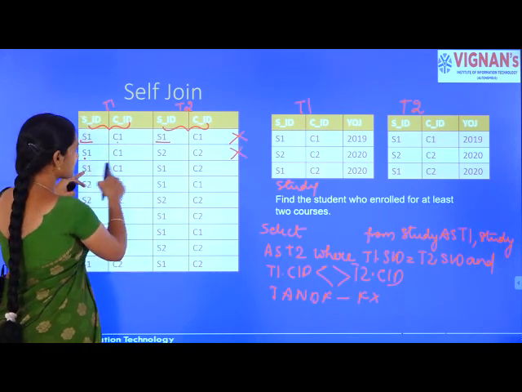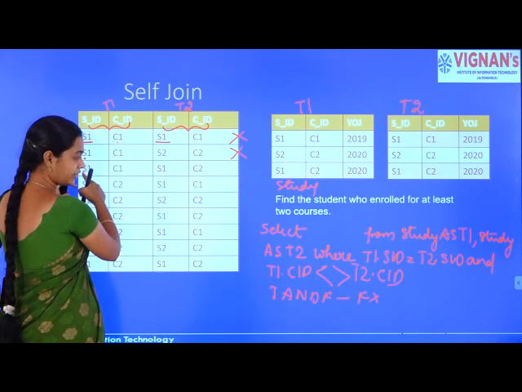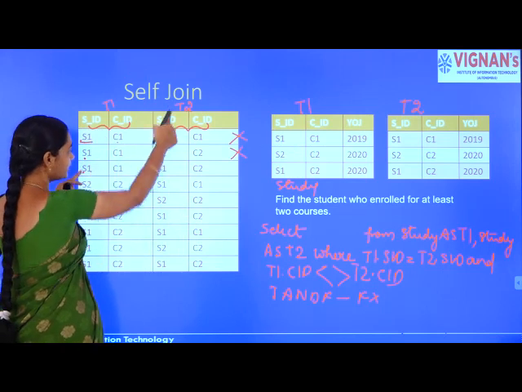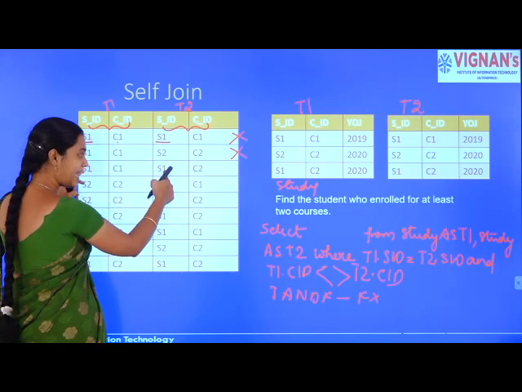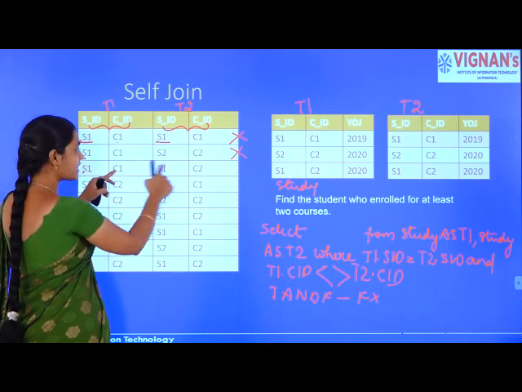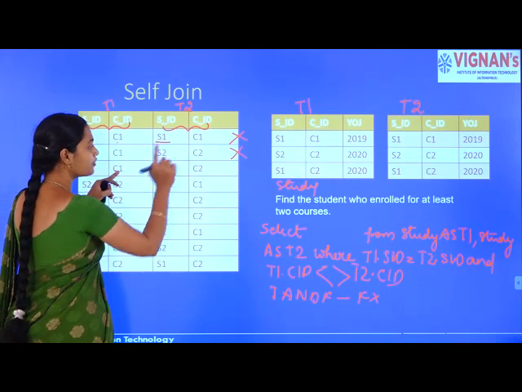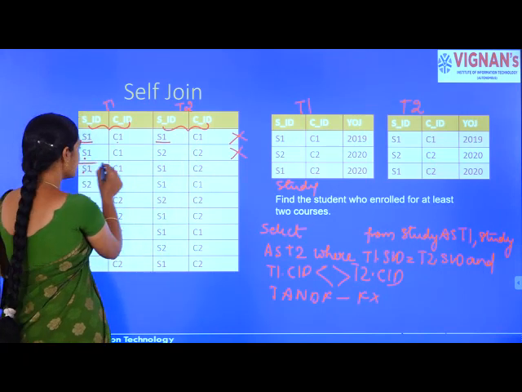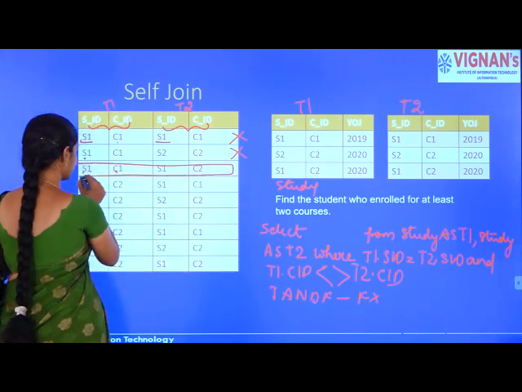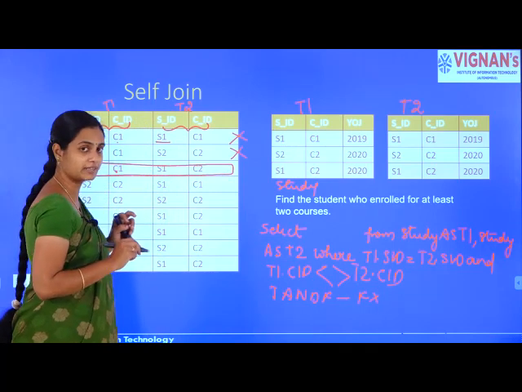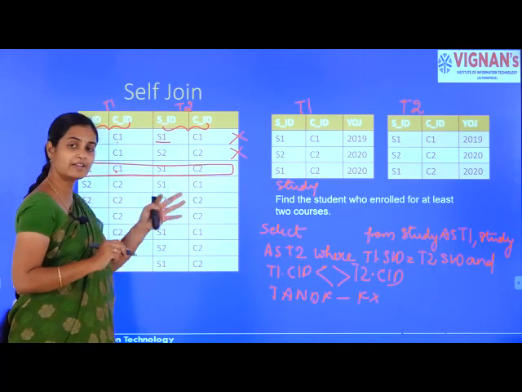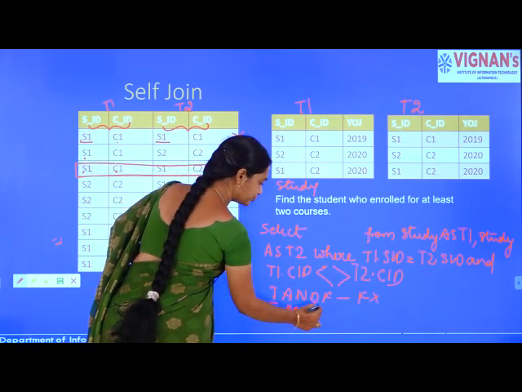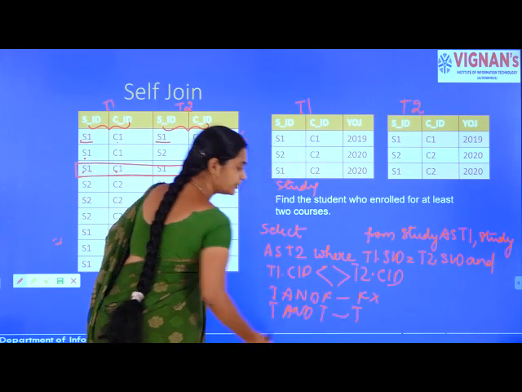So S1 and S1 are equal. The first condition, T1.SID equals T2.SID, and T1.CID is not equal to T2.CID. So both conditions hold, even these are not equal. So what happens? This tuple will be preserved. True and true. It will always return true.